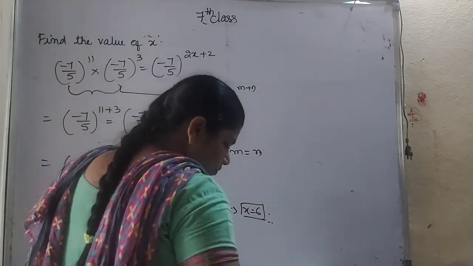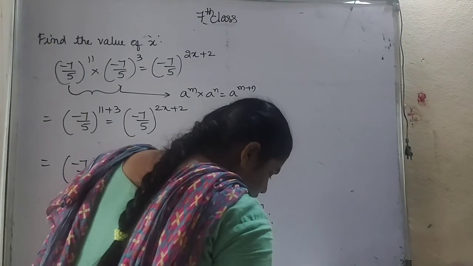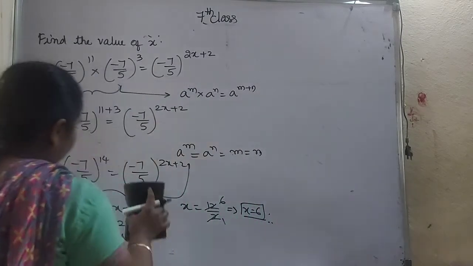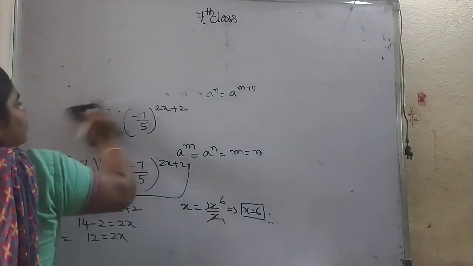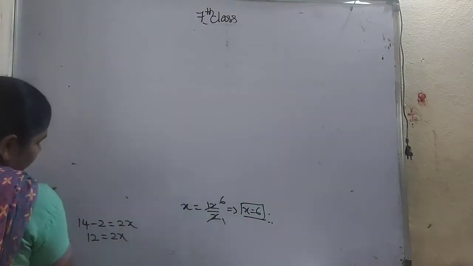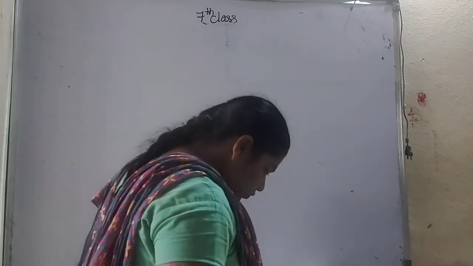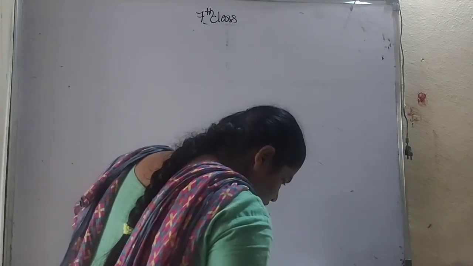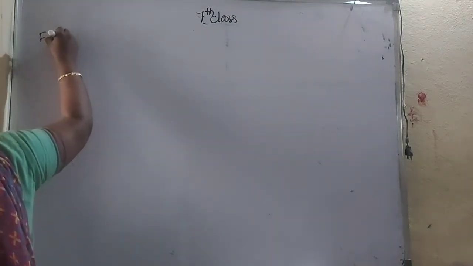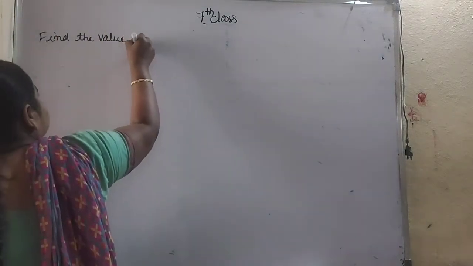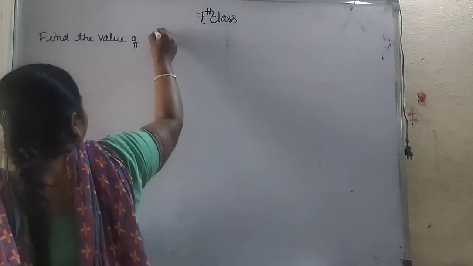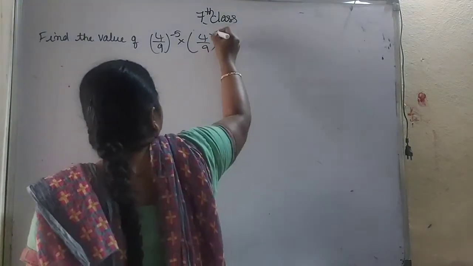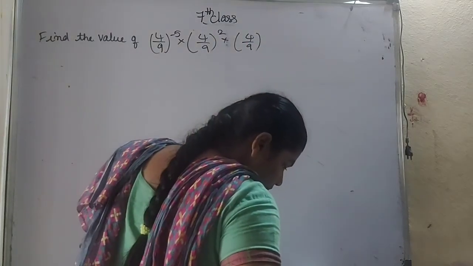One more example we will do. Find the value of (4/9) to the power of minus 5 into (4/9) to the power of 2 into (4/9) to the power of 3.